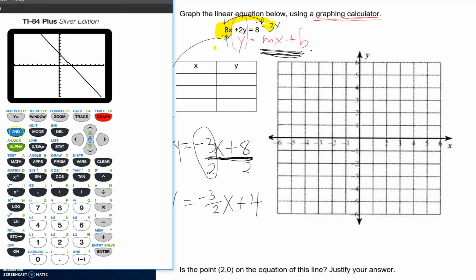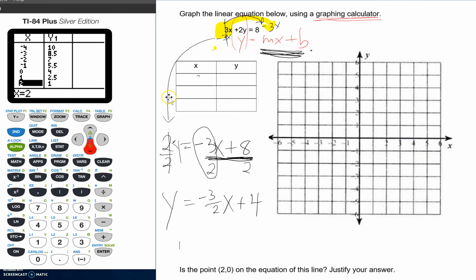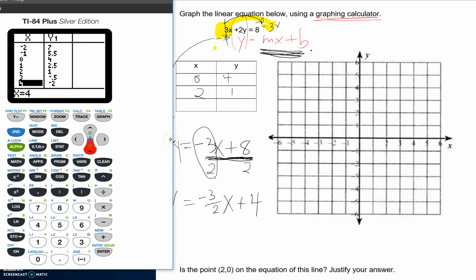Instead, we go to second graph, which is the table of values. We want to look for some reasonable, easy values to plot, like 0, 4. But we don't want 1 and 2.5, so let's skip over to 2 and 1. Let's keep going. 4 and negative 2.